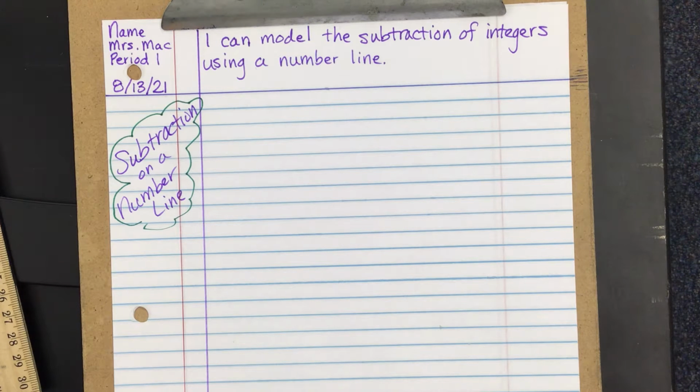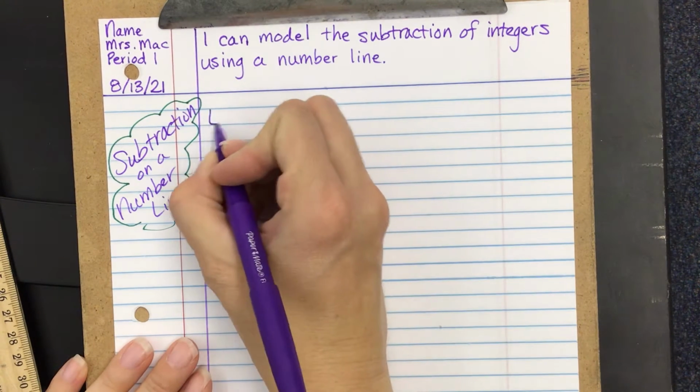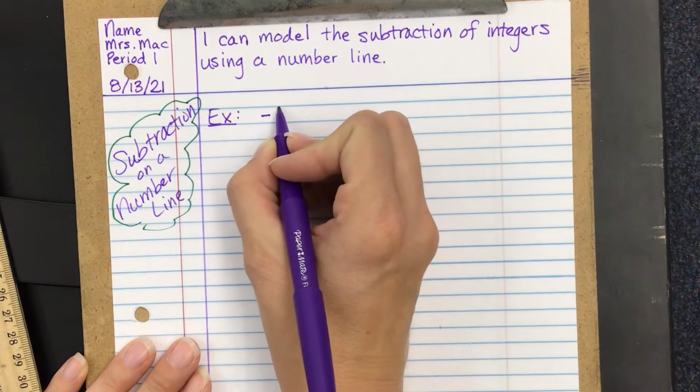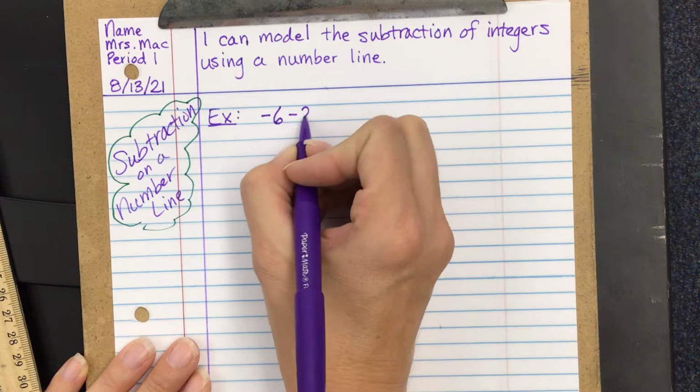Well, let's see, what did I do here? Oh, we just jumped right in, didn't we? All right, we'll start with just subtracting a positive number, and then we will talk about subtracting a negative number, okay? So here's our first example.